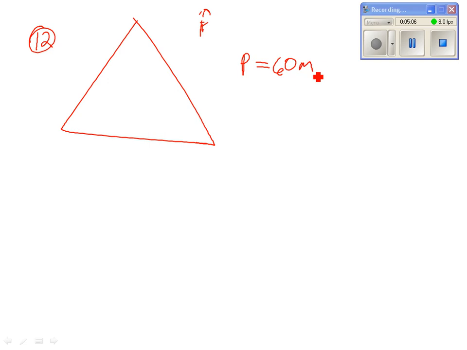Problem 12 on the front. The perimeter of an equilateral triangle is 60 meters. So I have this equilateral triangle, and the perimeter is 60 meters. Well, if it's equilateral and the distance all the way around is 60, what's that tell me about each side? They're all the same. What are they? So that's 20 meters, that's 20 meters, that's 20 meters. Find the length of an altitude. What's an altitude again?